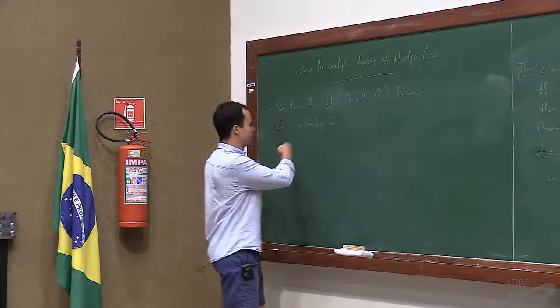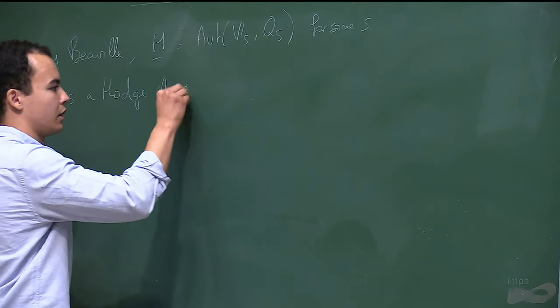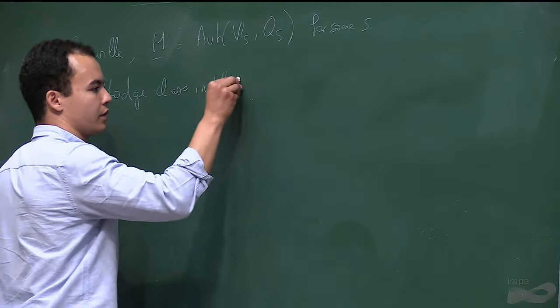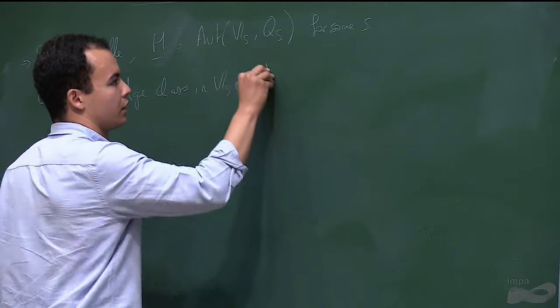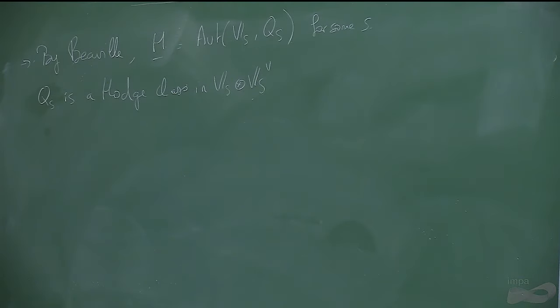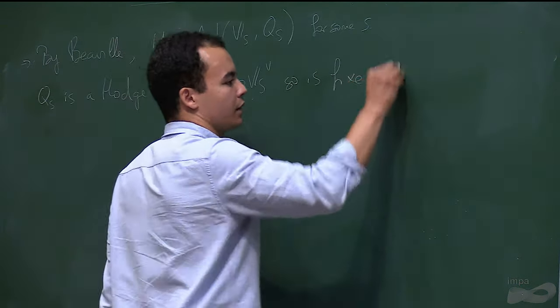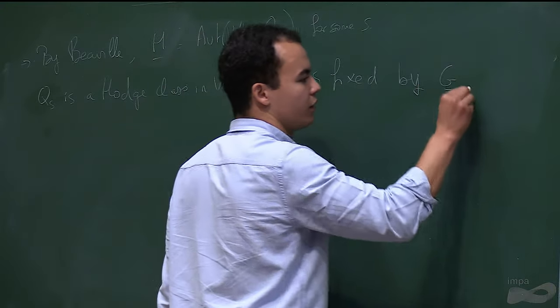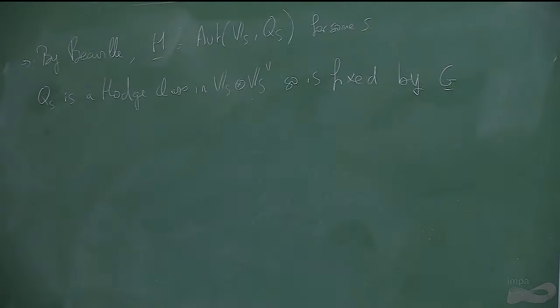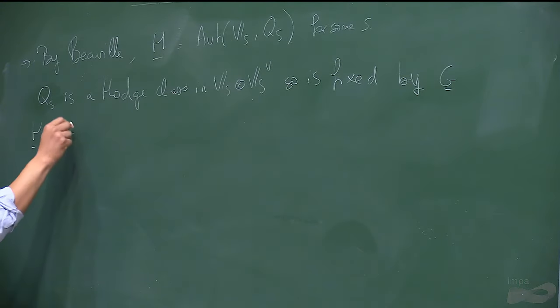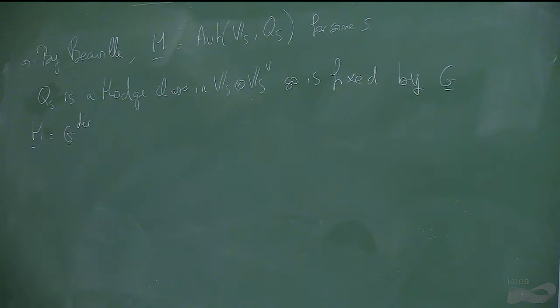Okay? So Q_S is a Hodge class in V_S plus, and it's fixed by the Mumford-Tate group of the VHS. So actually, I have that H equal to G there, and it's Q-simple.